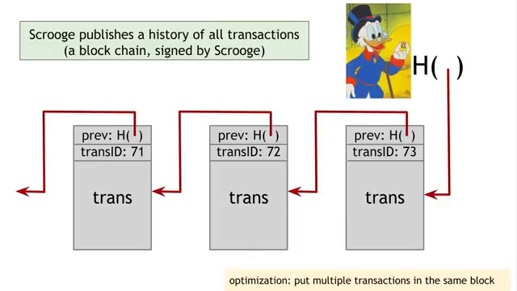Okay, so this is a little bit more complicated in terms of data structures, but here's one of the key ideas, that Scrooge is going to publish a history of all the transactions that have happened. This will be a blockchain, that data structure we talked about before, and it will be digitally signed by Scrooge. And it looks like this, of course.